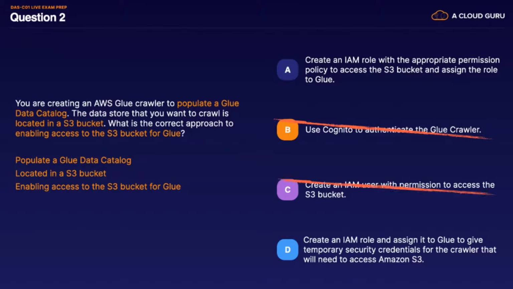And then while D looks correct, the role is not going to give glue temporary security credentials necessarily. It does on the back end technically, but it still has it all the time. It can use it whenever it wants. It can generate new ones. So technically D is not correct, and that just has to do with the details in that answer, which leaves us with answer A. Just create an IAM role with the appropriate permission policy to access the S3 bucket and assign the role to glue.